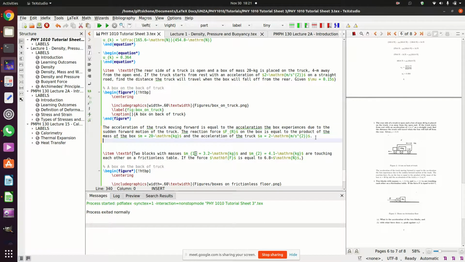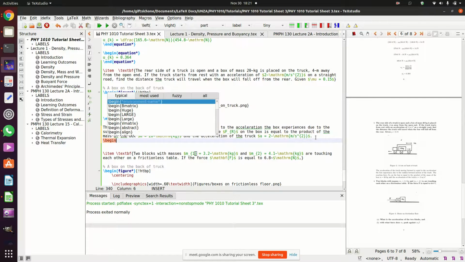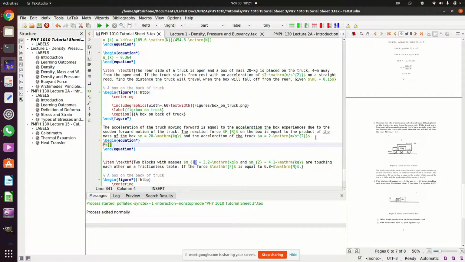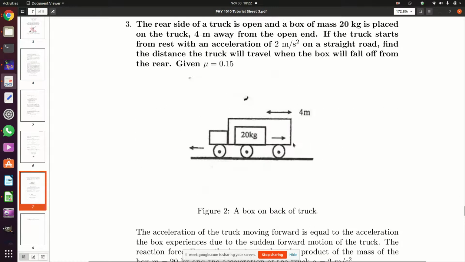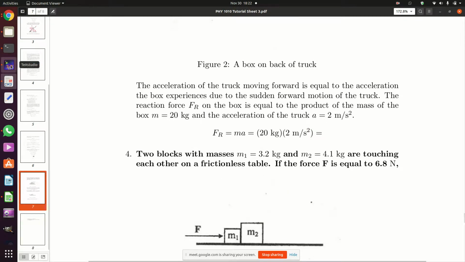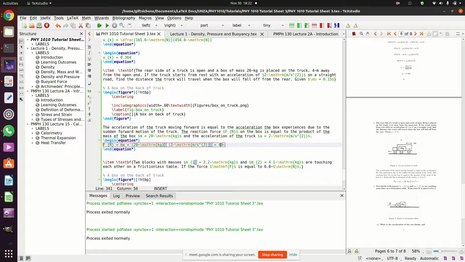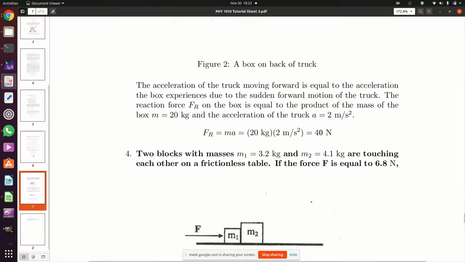The reaction force is equal to ma, which is equal to F_R = 20 times 2 meters per second squared, so that gives us 40, right? So the reaction force exerted on the box is 40 newtons.